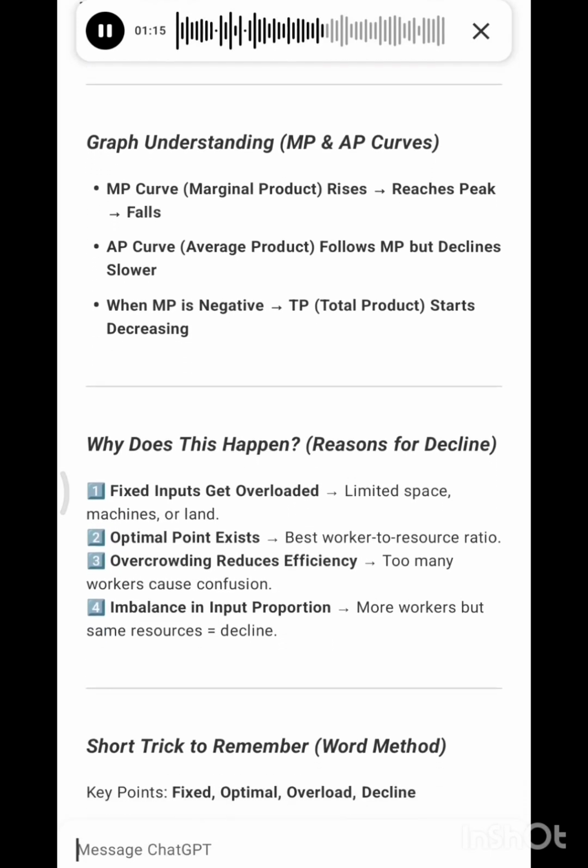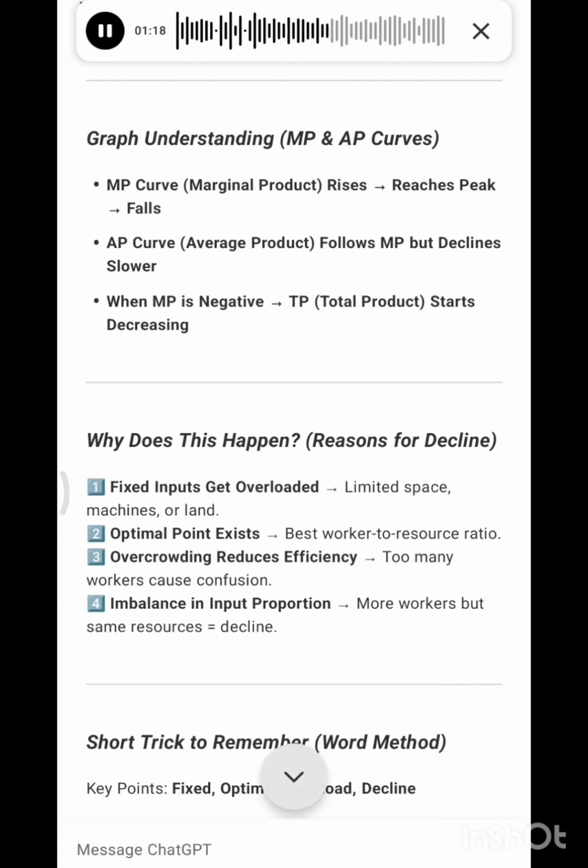Graph understanding: MP and AP curves. MP curve, marginal product, rises, reaches peak, falls. AP curve, average product, follows MP but declines slower. When MP is negative, TP, total product, starts decreasing.